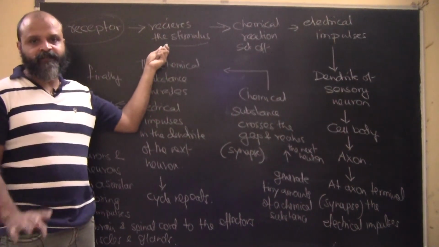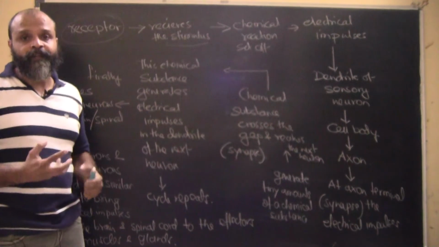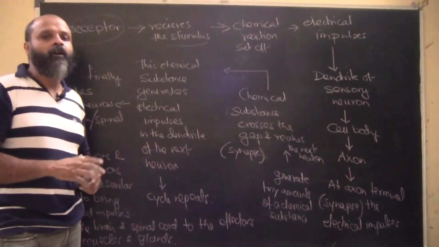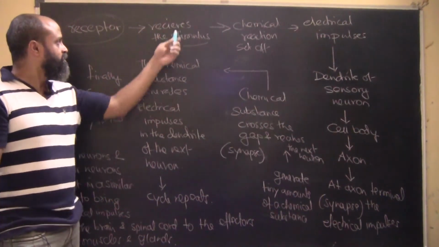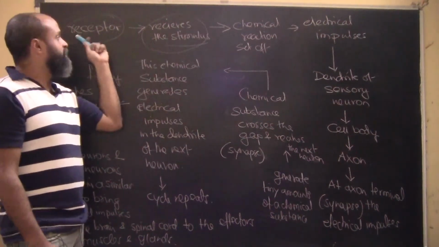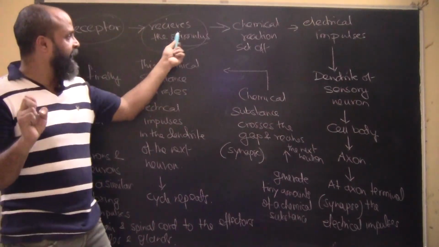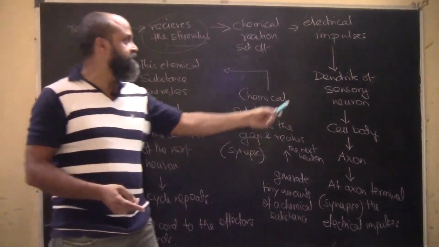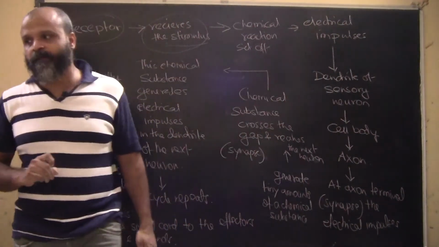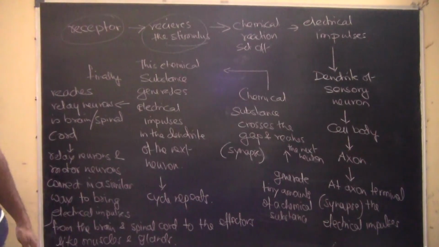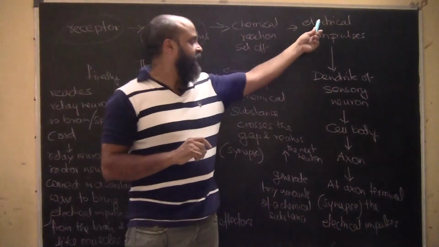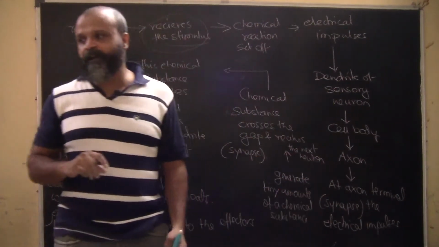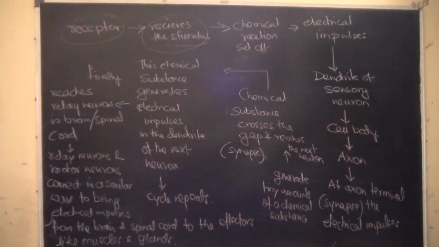So for example, a lot of heat, almost a sudden heat, or anything which might be disturbing, or it can be the smell of a tasty food. So these are basically stimuli. The receptor receives the stimulus and a chemical reaction is set off in the receptor. This chemical reaction basically gets converted into electrical impulses, and these electrical impulses are passing into the dendrite of a sensory neuron.